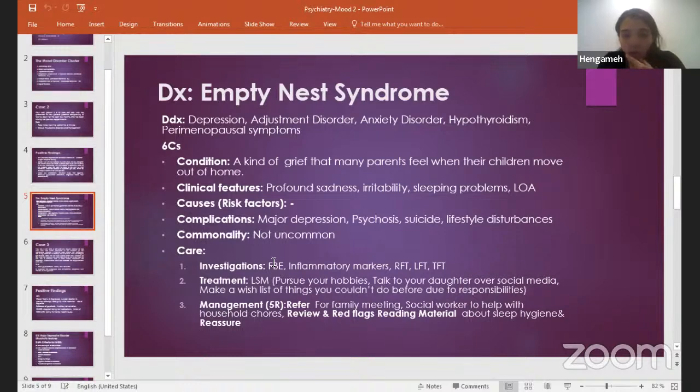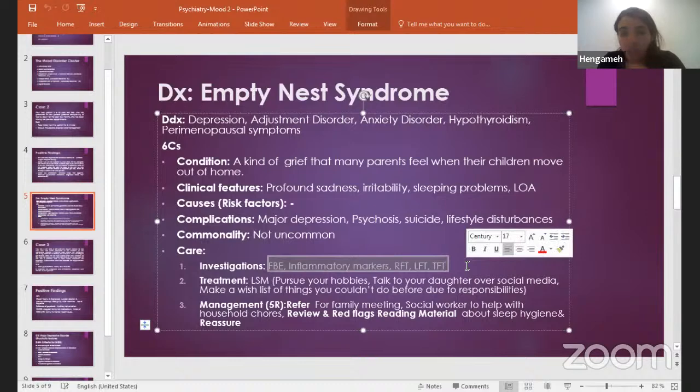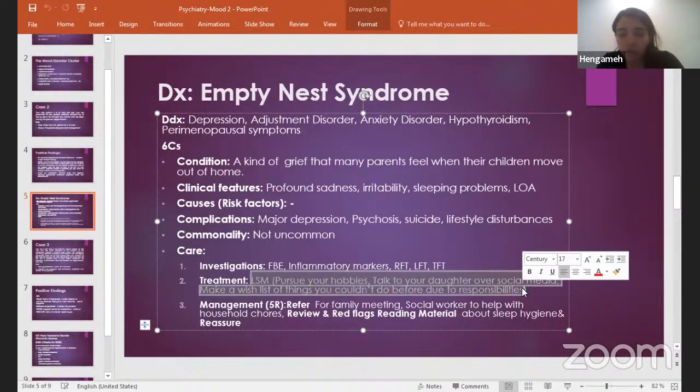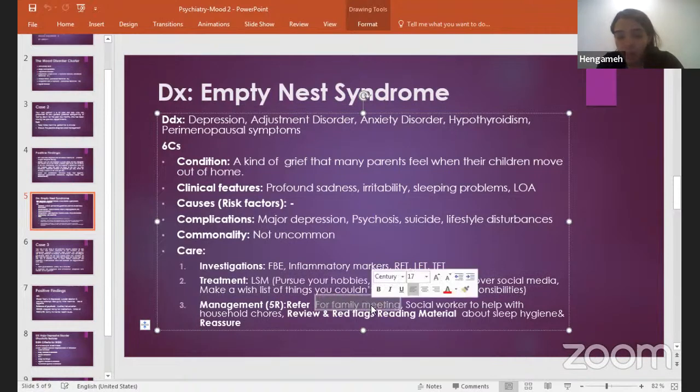What I'm going to do for you now is arrange some blood tests. Never skip investigations. Investigations are part of management. Then I'm going to give you some reading material. Lifestyle modification is important. Try to make a list of all the things you wanted to do but couldn't accomplish because of your responsibilities. Try to pursue your hobbies. Try to keep in touch with your family. I can arrange a family meeting so you can come back with your husband.